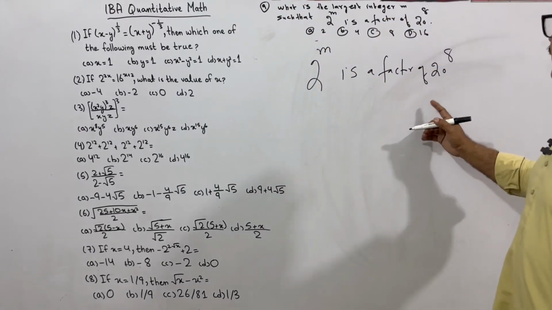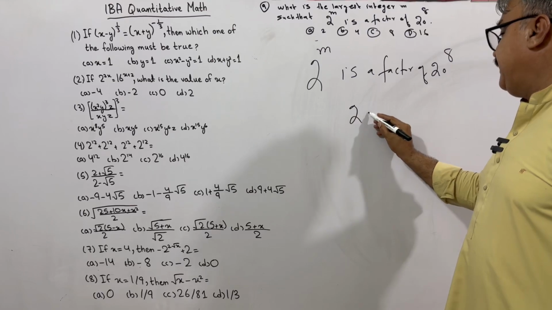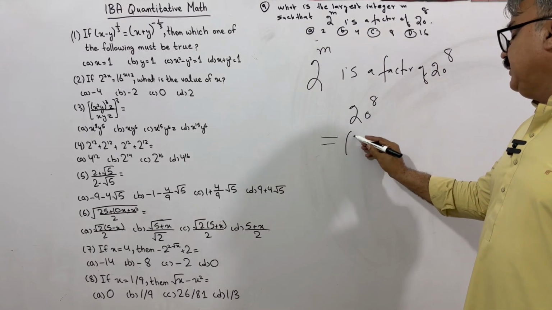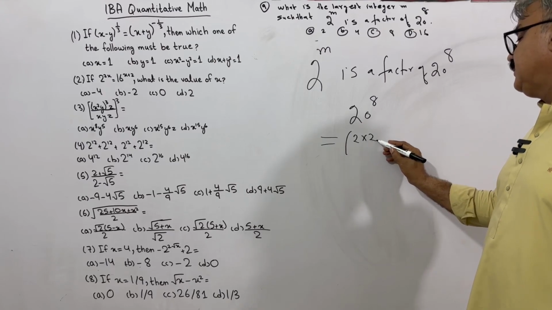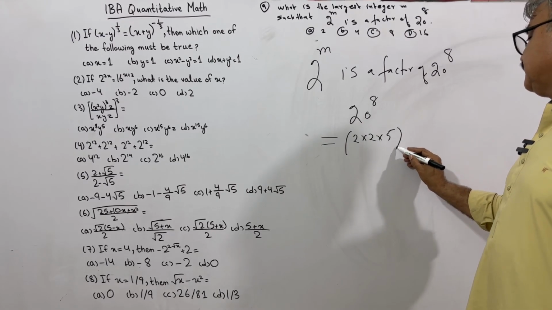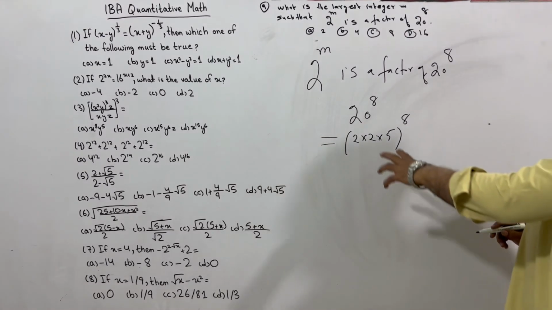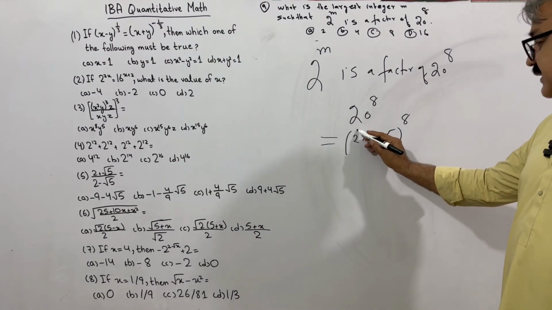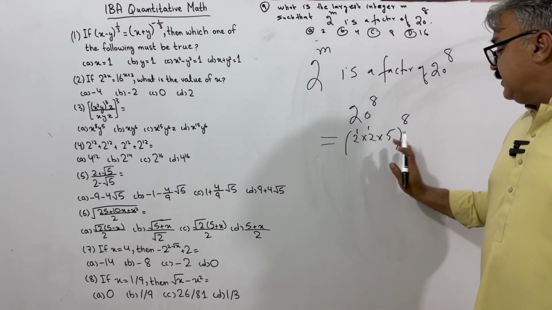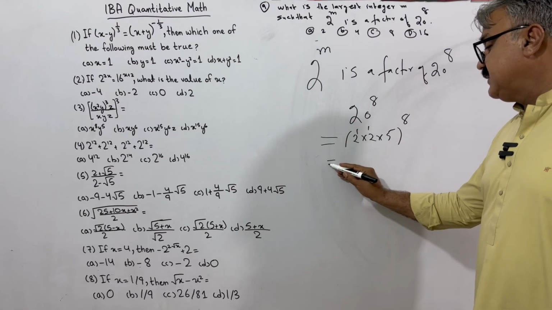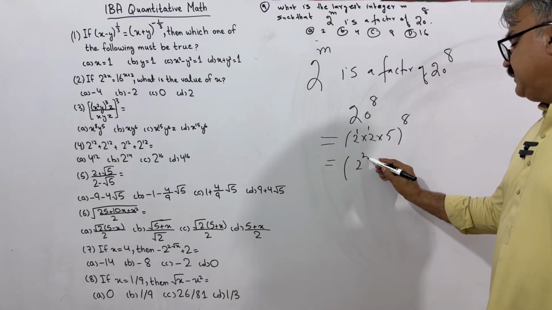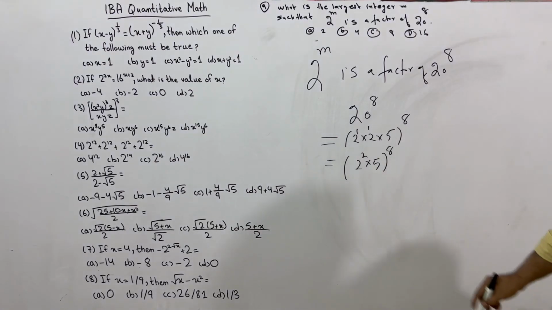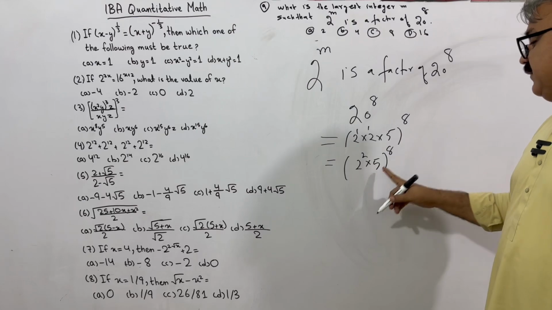Look, 20 raised 8. The factors of 20 are simple: 2 times 2 times 5. The bases are the same and they are in multiplication, so add the powers. So 2 times 2 can be written as 2 squared, times 5, all raised 8. So 2 squared times 5, raised 8.